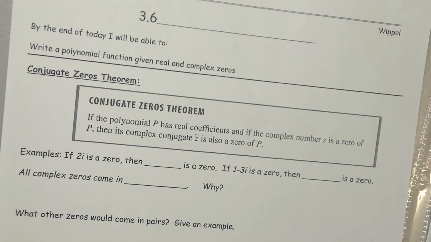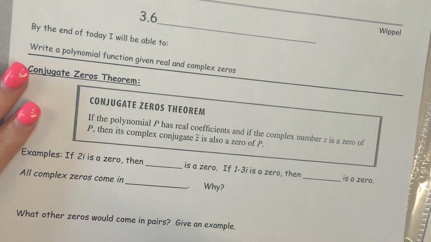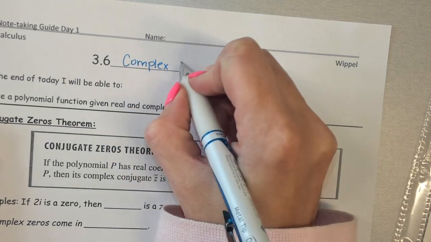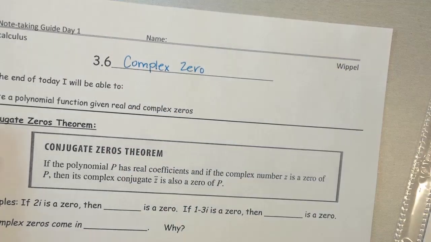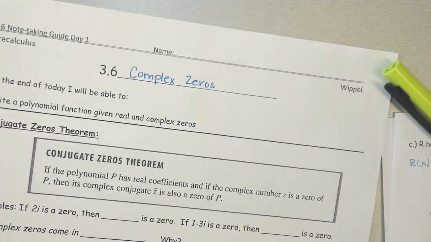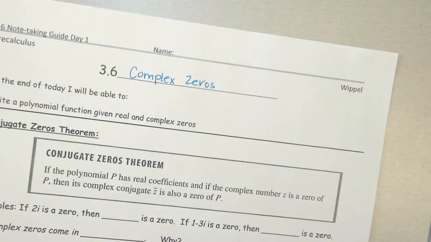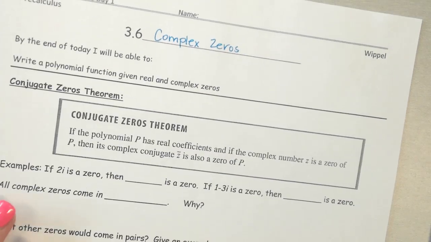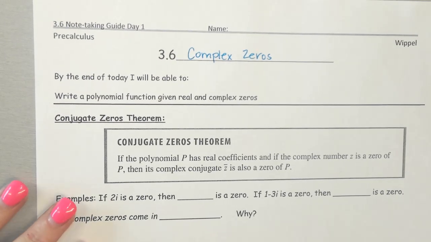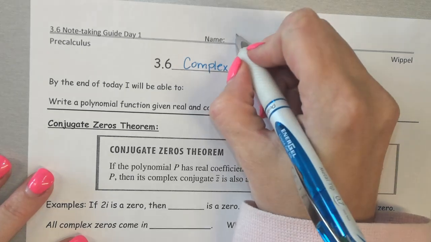All right, so for 3.6, this section is called complex zeros. And our task for today is going to be writing polynomial functions. You are going to be given complex zeros, and you are going to be given real zeros. You have made polynomials before with only real zeros, and now we're going to have complex and some irrational zeros as well.